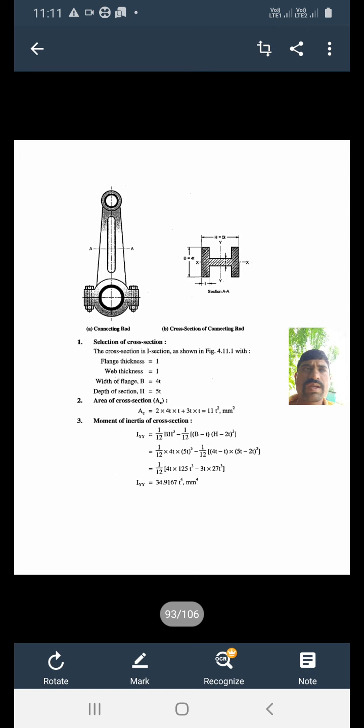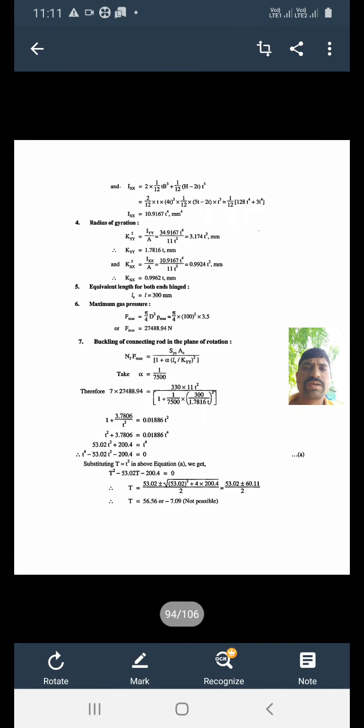This value you can calculate with the help of moment of inertia of cross section. In a similar way you have to calculate the moment of inertia for IXX. Then you will get 10.9167 t raised to 4 mm raised to 4.